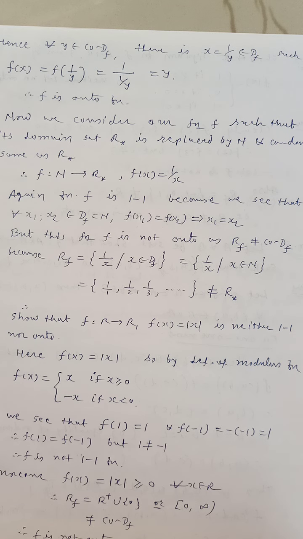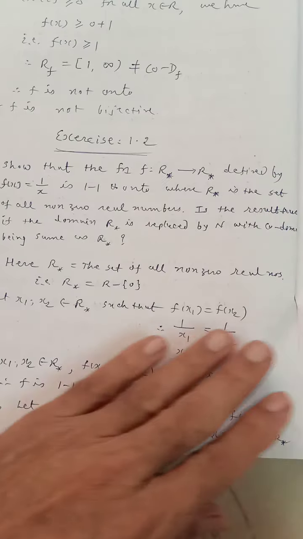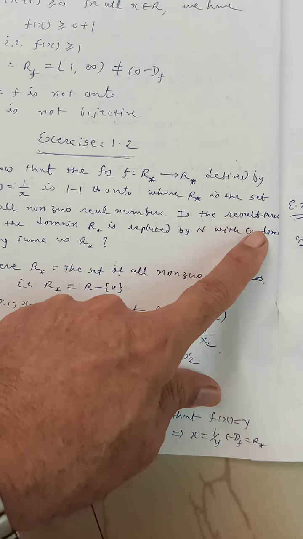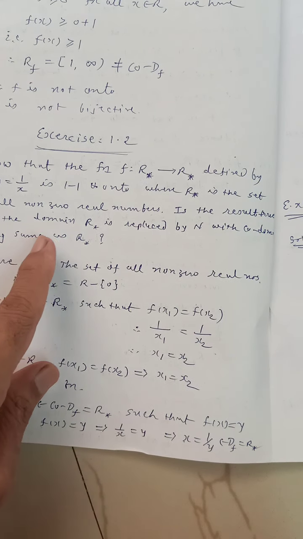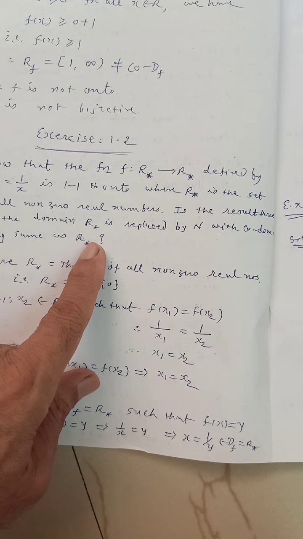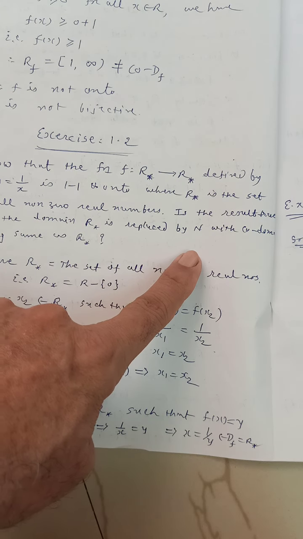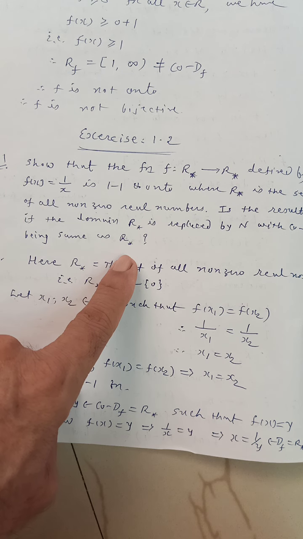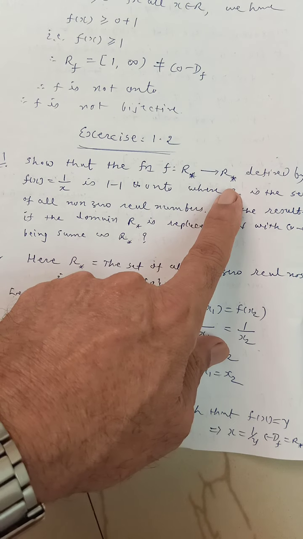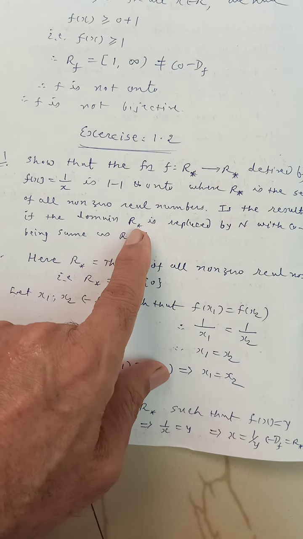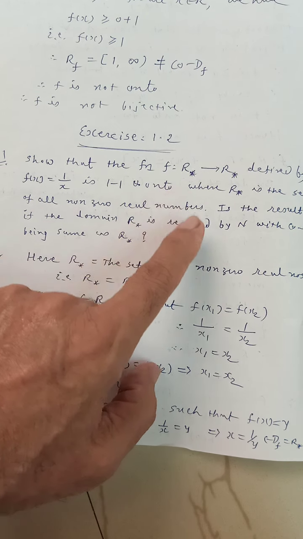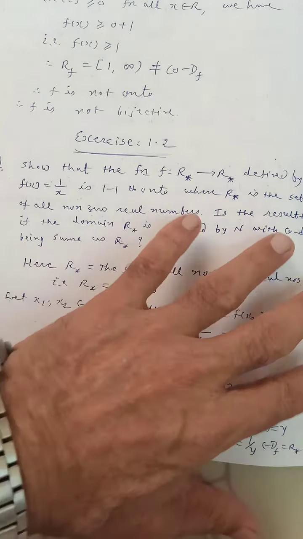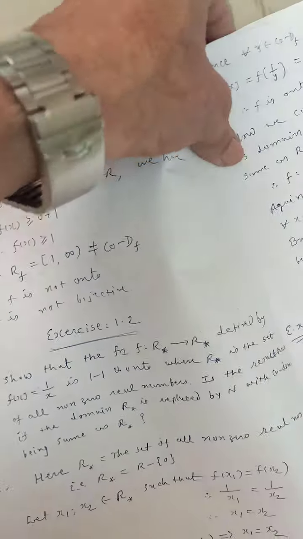Now we have another question. I remind you again, your second question starts here. Is the result true if the domain R star is replaced by N with codomain being same as R star? It means we do not have to disturb the codomain. What we have to change? The domain R star is now replaced by N, and then we reply whether the same result remains true. Let's check.